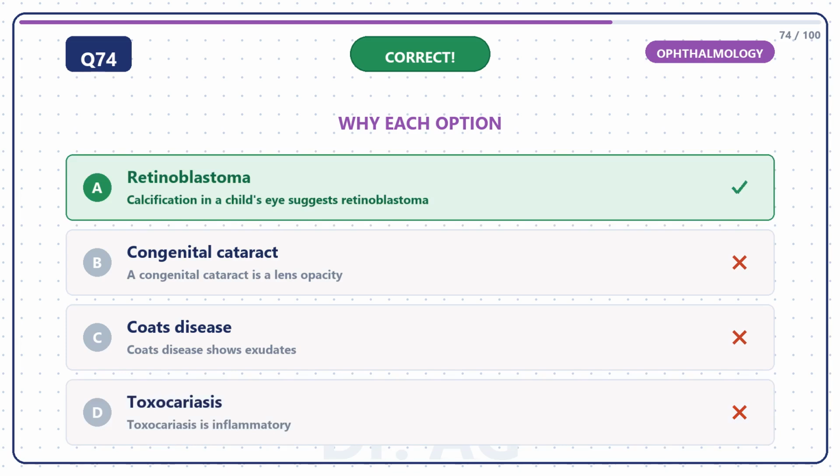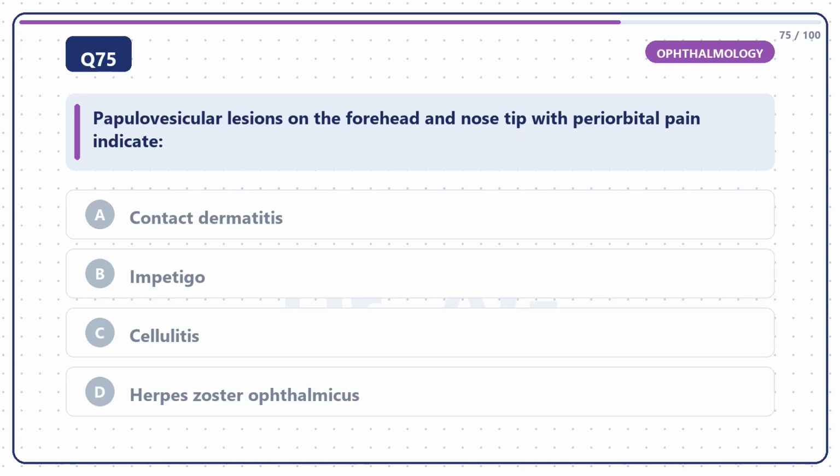Calcification in a child's eye suggests retinoblastoma. So, the right answer is option A, retinoblastoma. Question 75. Papulovascular lesions on the forehead and nose tip with periorbital pain indicate option A, contact dermatitis. Option B, impetigo. Option C, cellulitis. Option D, herpes zoster ophthalmicus.